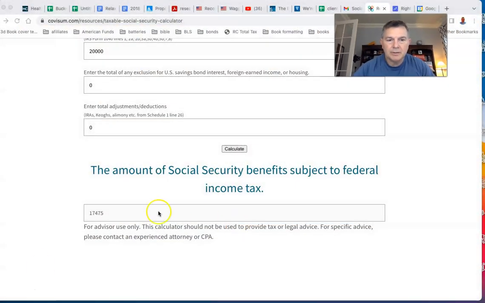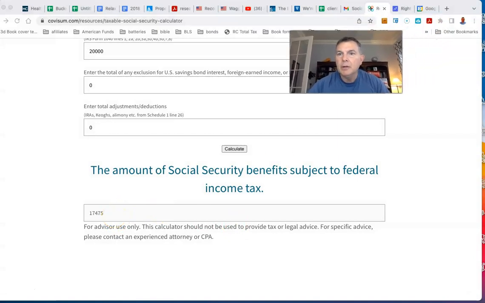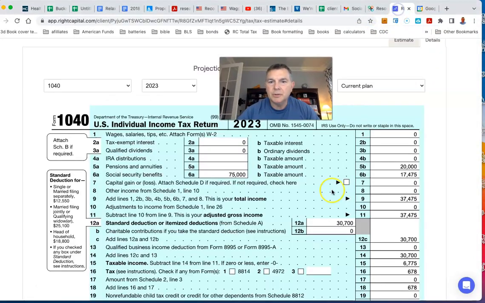And what did the calculator show us? I think it showed us that actually. Yep, $17,475. Let's go to Right Capital and make sure that showed us the same. $75,000 Social Security benefits, $20,000 pension, $17,475 is their taxable Social Security. So this calculator is spot on. Good job, boys.